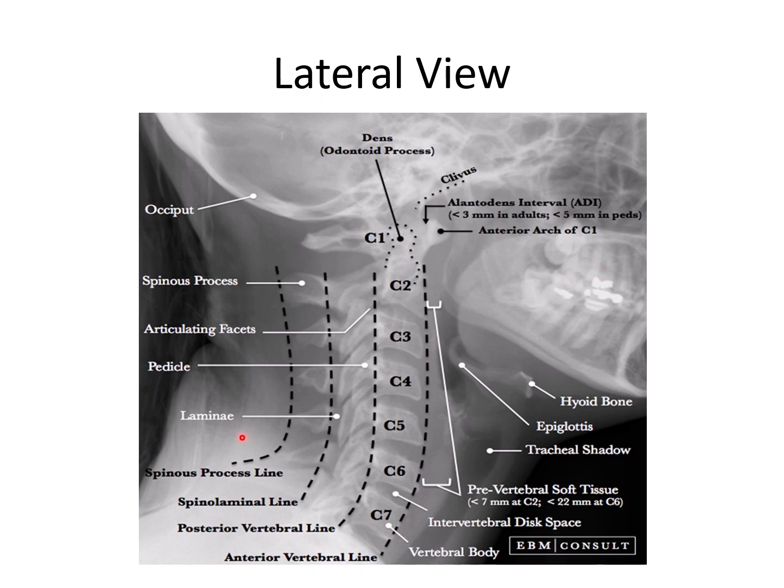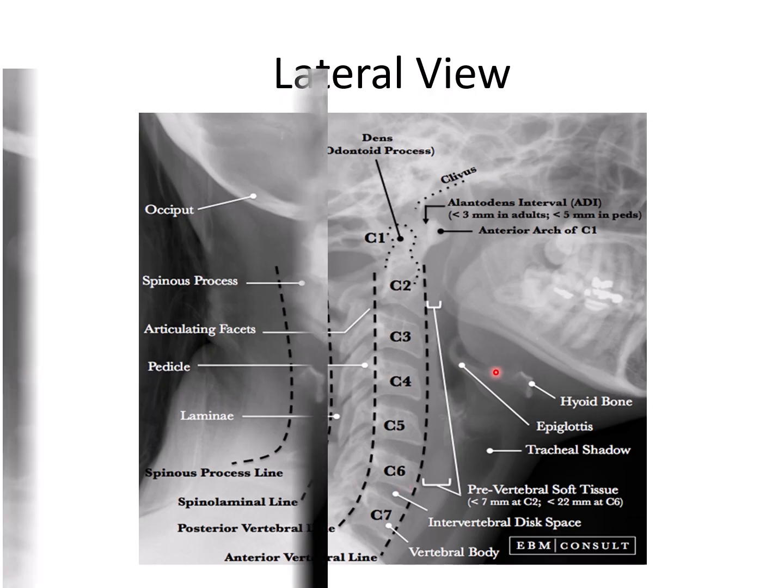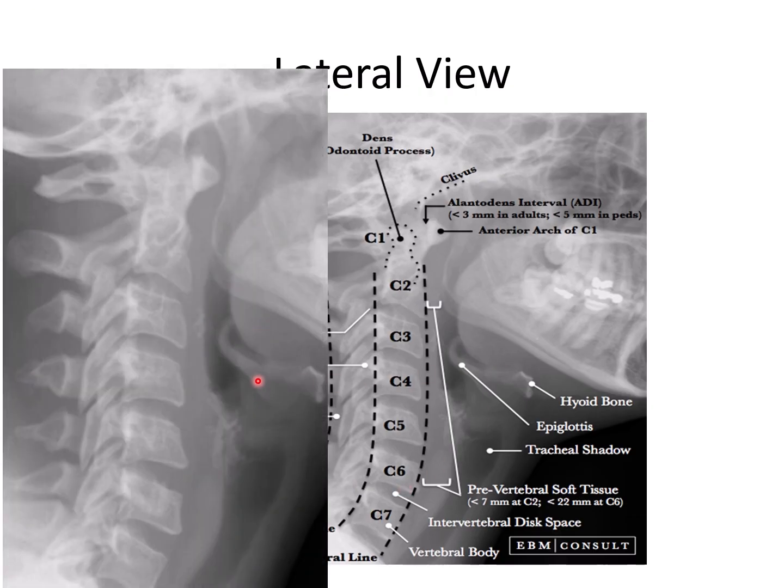After seeing the alignment, see for the vertebral body. The vertebral body should be rectangular in shape in lateral view. Its anterior and posterior margins should be regular, and its size gradually increases as it goes downwards.